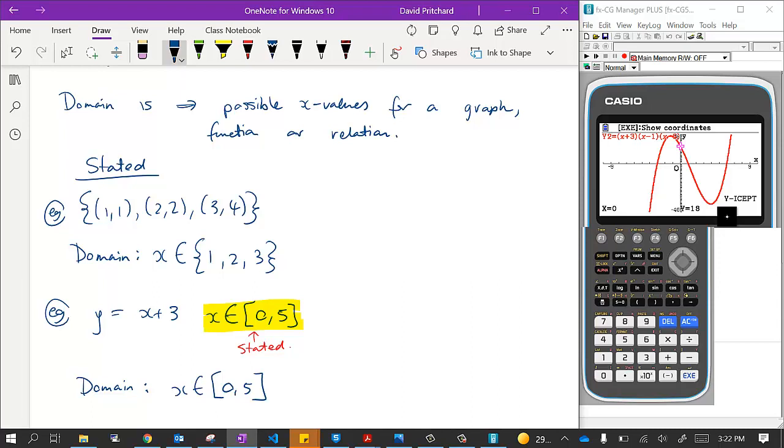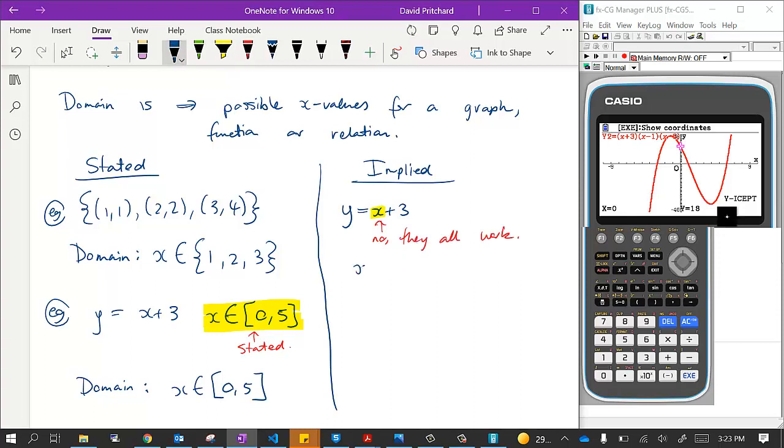It's either going to be stated or it's going to be implied. So implied's a little bit more challenging. If we don't have a stated domain and it's a type of function where we can see no issues, let's have a look at, again, our y is equal to x plus 3. Now, what we have to think about is, for this x value, is there any x value that we can't sub into that? So is there any x value that if we put it in, we can't get an answer? And if the answer is no, they all work, then the implied domain in this scenario is that x could be anything. So x is an element of all real numbers.